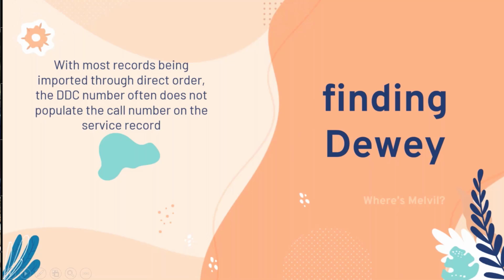So the last thing I want to run through is finding the Dewey number. We get asked this a lot. So with a lot of the records being imported through direct order now, the Dewey Decimal Classification number doesn't always populate the call number field on the service record that's created. So when those batches are brought in, the call numbers don't end up in the service record that's automatically generated. So then you won't see it on the call number item screen.